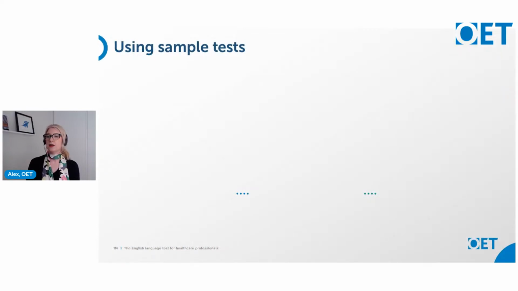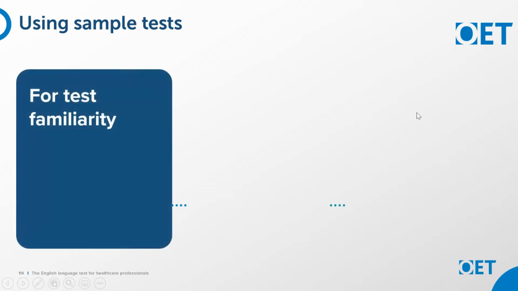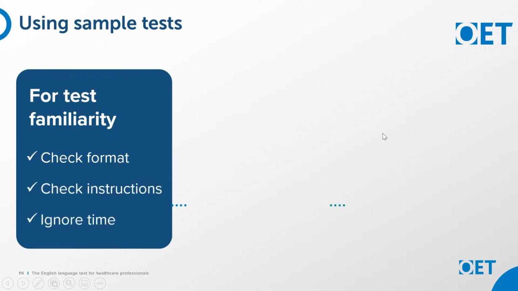Okay, now there are a few reasons to be taking sample tests, and I'll just run through some of the ways that you can be using the OET sample test. So firstly, use them for test familiarity. If you are brand new to OET, use the sample test to check the format, check instructions, and as you do it, just ignore the time. So first time you're doing it, don't worry about putting the timer on. Just go through the test and use it to understand what's going on.